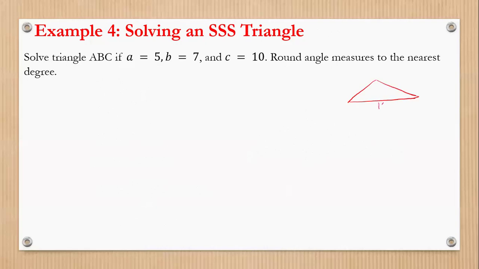So one side is 10, one side is 5, one is 7. The side 10 is side C, 5 is a, which means this is my angle A, and 7 is b, which means this is my angle B. We always use the law of cosine to find the angle which is opposite to the longest side, and this time the longest side is 10, which means I need to find angle C first.